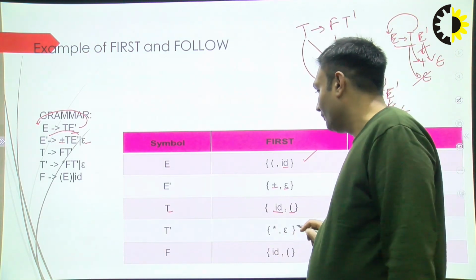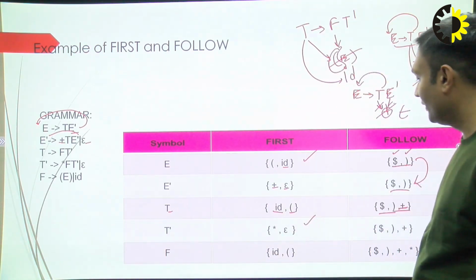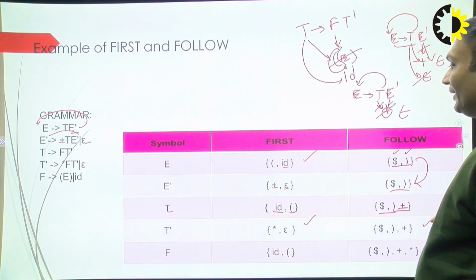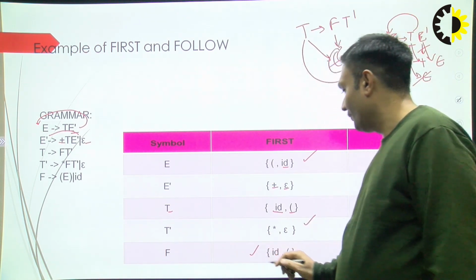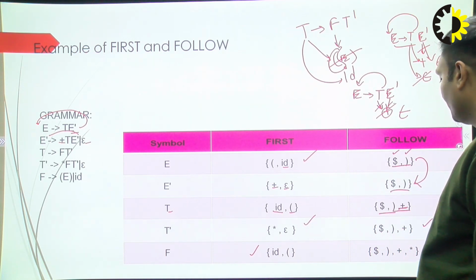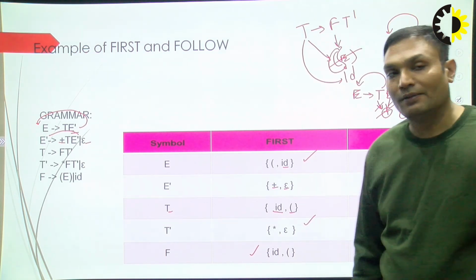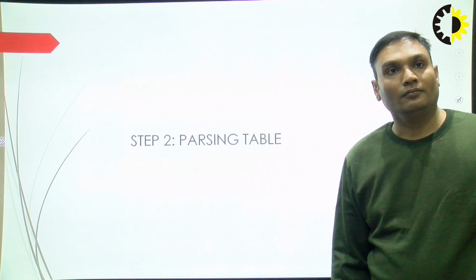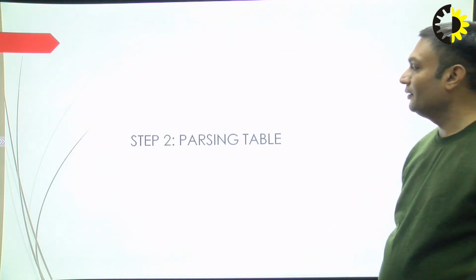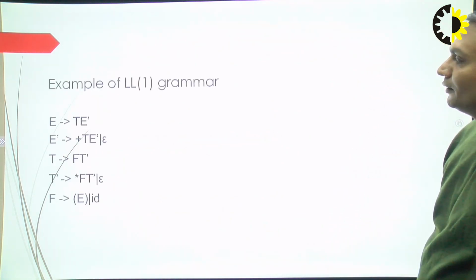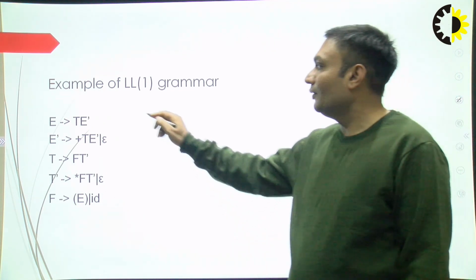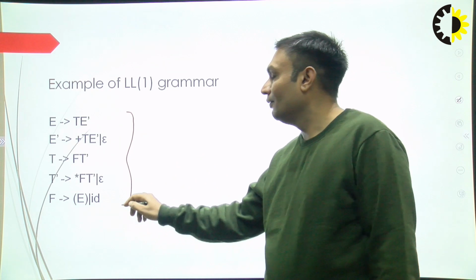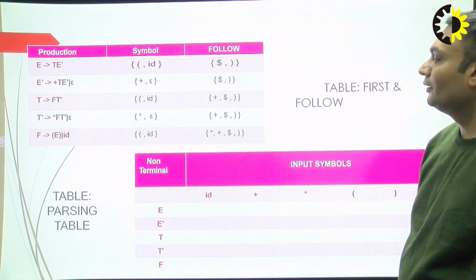Similarly, we calculate first of T dash, follow of T dash, first of this F, and follow of this F with the same prediction rule. Now, the second step is to calculate the parsing table. So, with the same example, we will see how to calculate the parsing table.